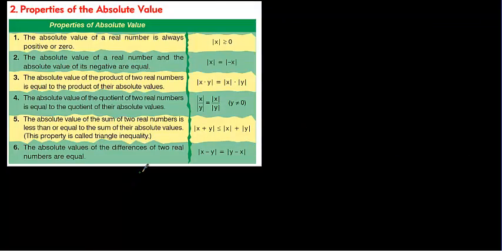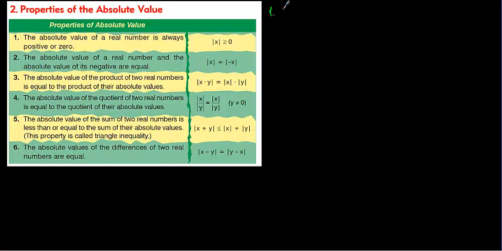Here we have the properties of the absolute value. I'm going to try to simply explain what it means. Absolute value always must be greater than or equal to 0. This is for the first one.